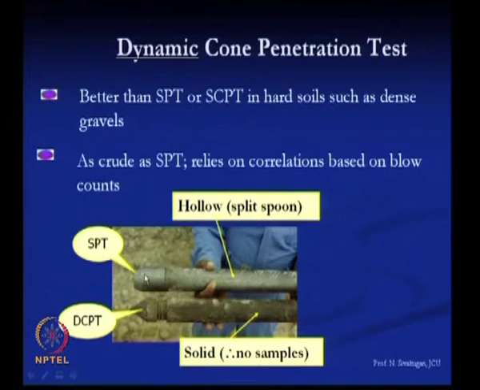Again, this is the split spoon sampler which we use in the case of SPT, and this is the cone assembly which is used for the dynamic cone penetration test. Here the split spoon sampler is hollow, so we can collect the soil sample through this tube, but here it is solid, so no sample is collected.